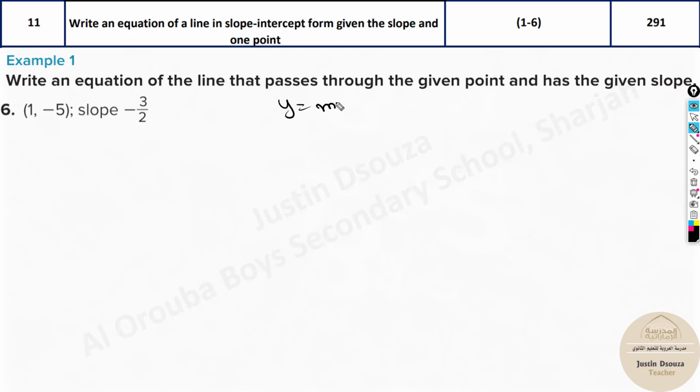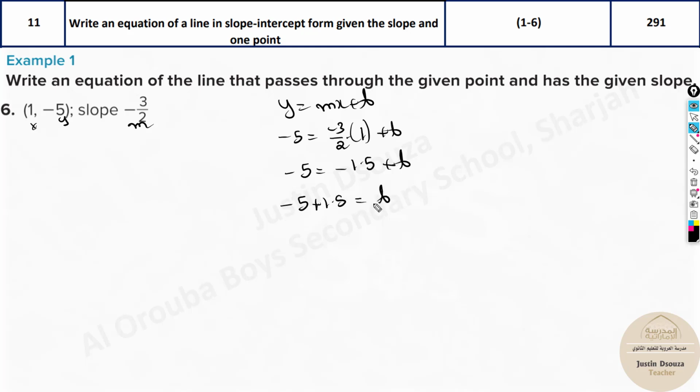Y equals mx plus b. Substitute, what is x, y, and m? Y is minus 5 equals m, which is minus 3 by 2, multiplied by x, which is 1, plus b. Now when you multiply this, it's going to be the same. Minus 5 equals minus 3 by 2. I will write 3 by 2 as 1.5, so it's 1.5 plus b. Let me take 1.5 to the other side. Minus 5 plus 1.5 equals b. The answer over here would be minus 3.5 equals b.